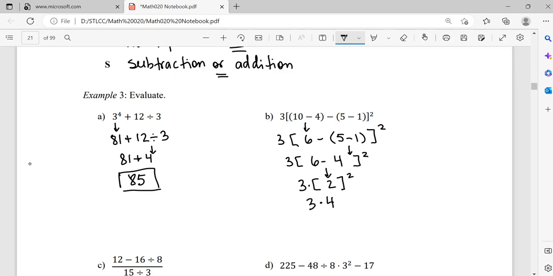And I am finally down to one last operation, which is multiplication. And now I can say 3 times 4 is 12. And my problem is done.